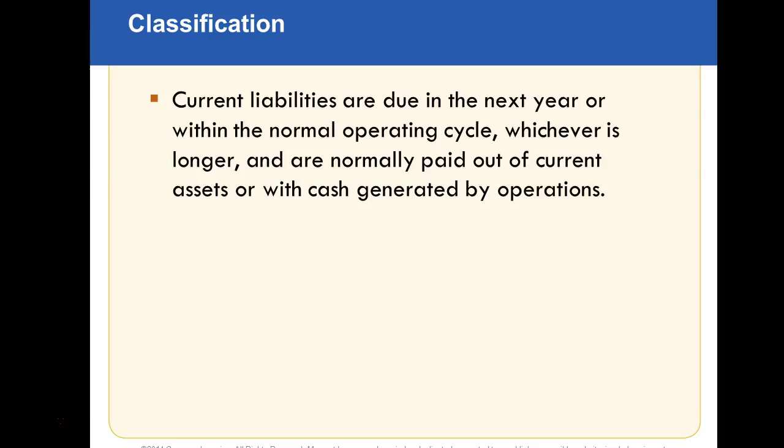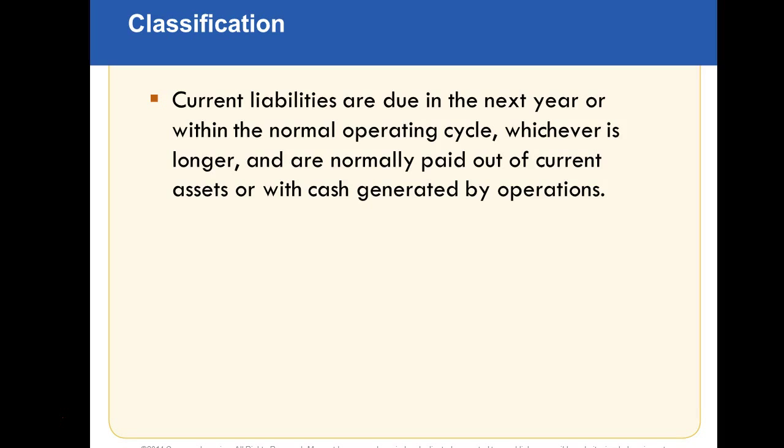Current liabilities are due in the next year or within the normal operating cycle, whichever is longer. And they normally get paid out of current assets or with cash generated by operations. Since they're due within this current operating cycle, they're going to use the cash made within this current operating cycle to pay the liabilities.